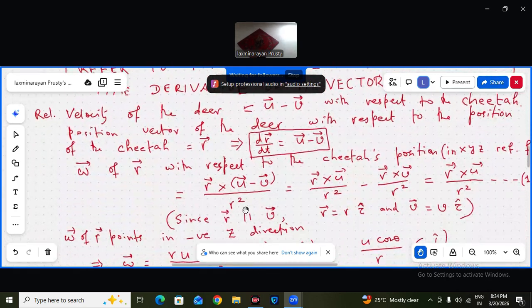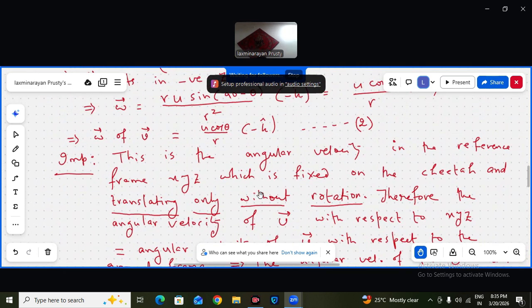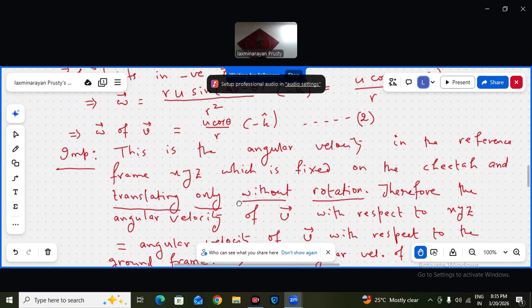Whatever omega you find with respect to the xyz reference frame, which is only translating, will be the same omega with respect to any ground frame, because the ground frame is neither rotating nor translating. Since both of these reference frames have no rotation, omega with respect to the xyz reference frame, fixed to the cheetah and only translating, and omega with respect to the ground frame, both will be identical.